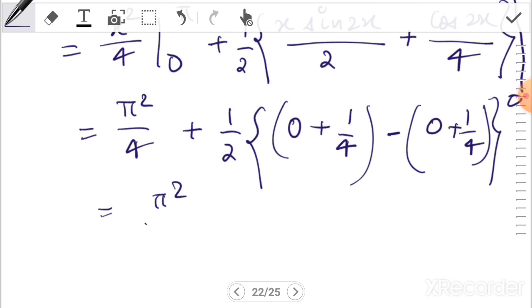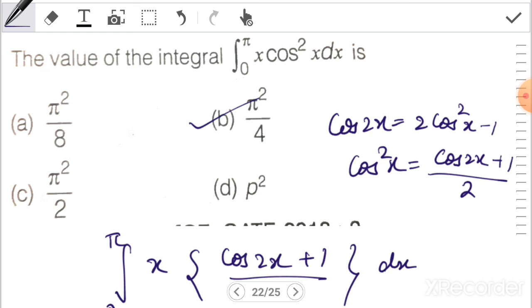So final answer is pi square by 4 plus 1 by 2 and 1 by 4 minus 1 by 4, that is 0. So pi square by 4 is the right answer. Let us go to the next problem.